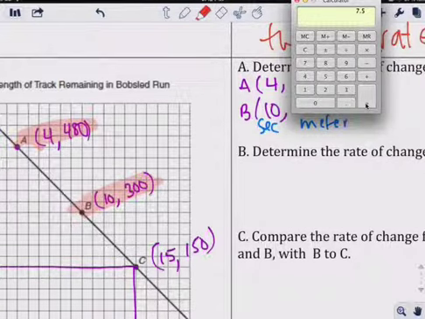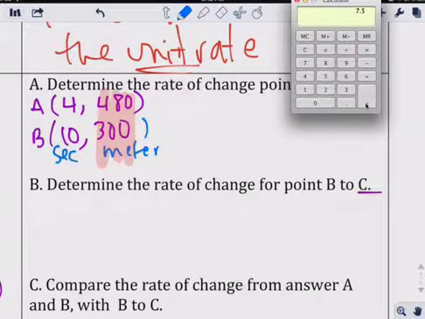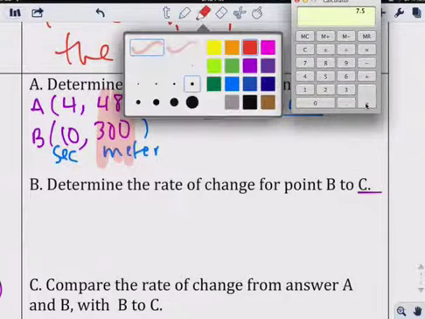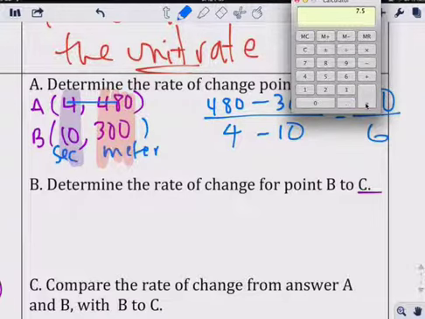Okay, so remember, these are the seconds, these are the meters. You always do the change in Y. So point A, 480 minus 300, and then it's 4 to 10. Notice that these go together. That lines up like that together. 4 minus 10. That gives you 180 over -6.